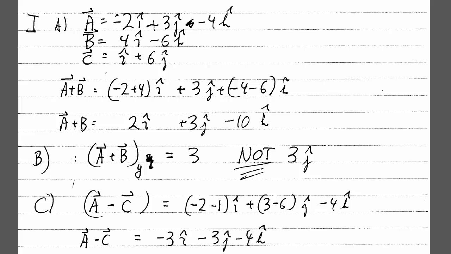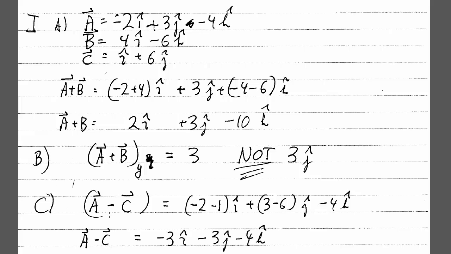You're then asked specifically, question B, what is the y component of a plus b? And the answer is that the y component of a plus b is 3. That's 3, not 3j hat. The j hat is not part of the component. So the correct answer is that the y component of a plus b is 3.